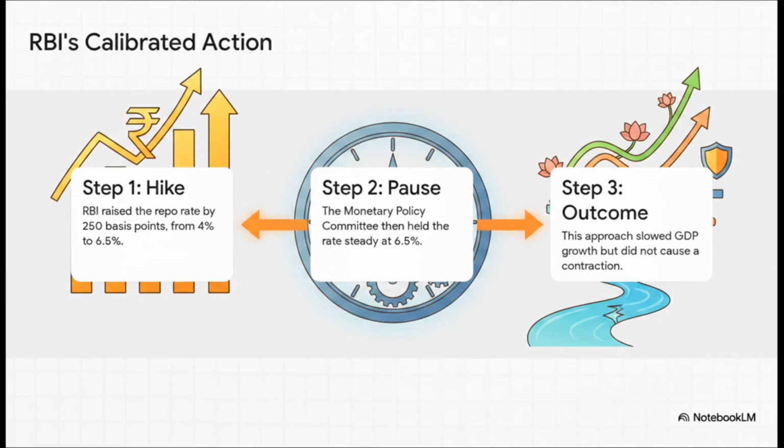The RBI definitely took action. It raised the repo rate by 250 basis points all the way to 6.5%. But notice the approach. It was very measured, and it was followed by a long pause. Now, unlike what we saw in the UK, this calibrated, careful approach slowed our GDP growth. Yes, but importantly, it did not push our economy into a contraction.